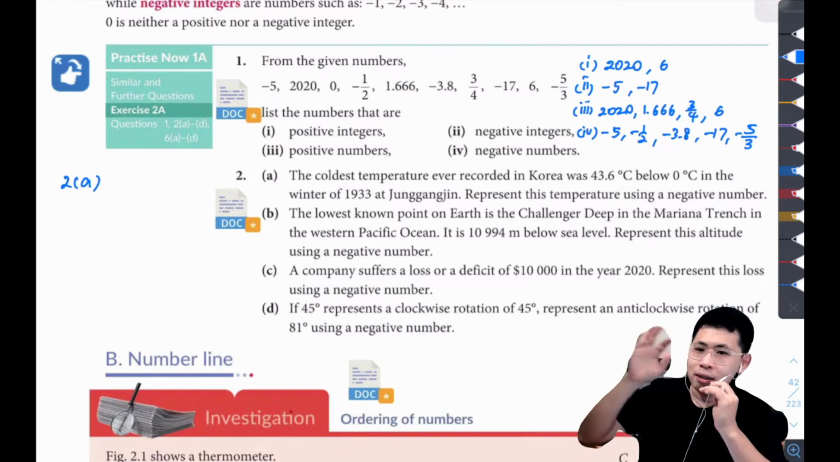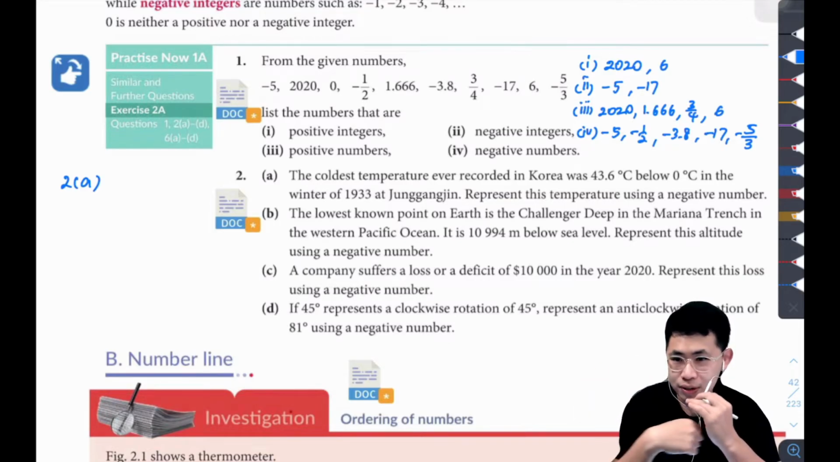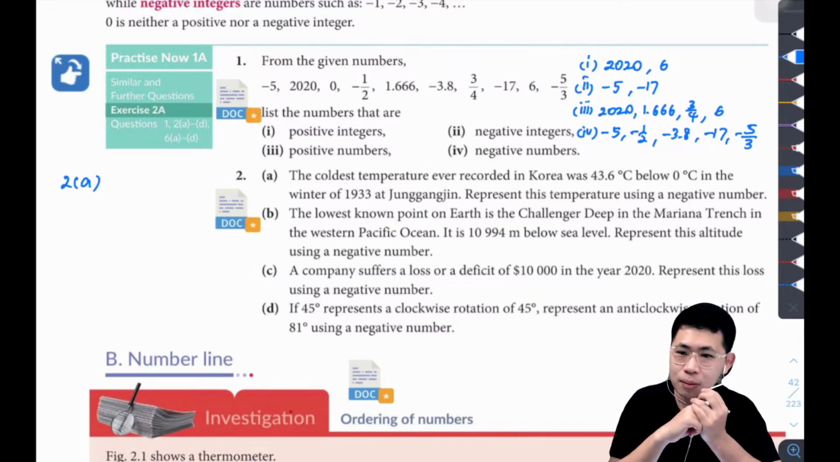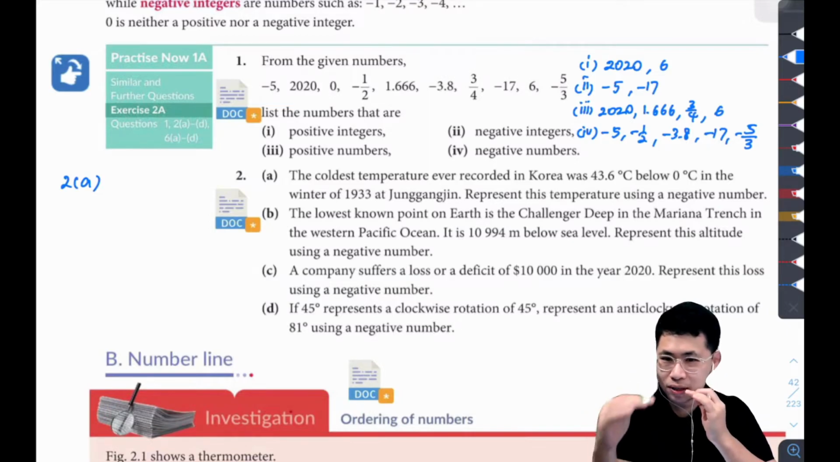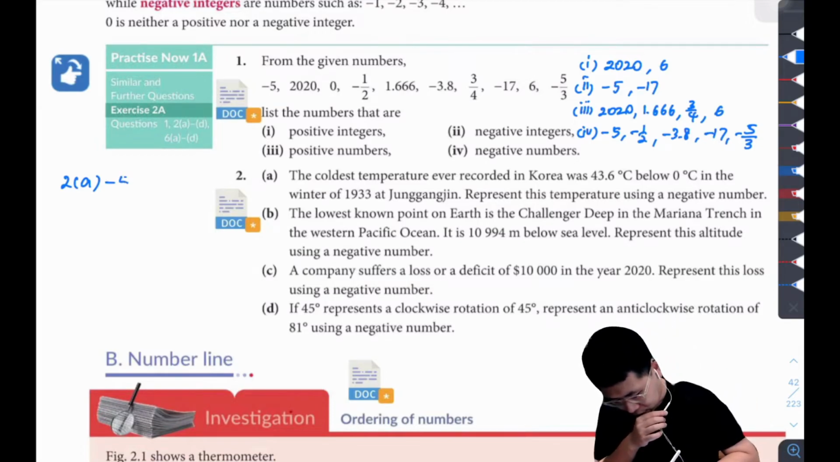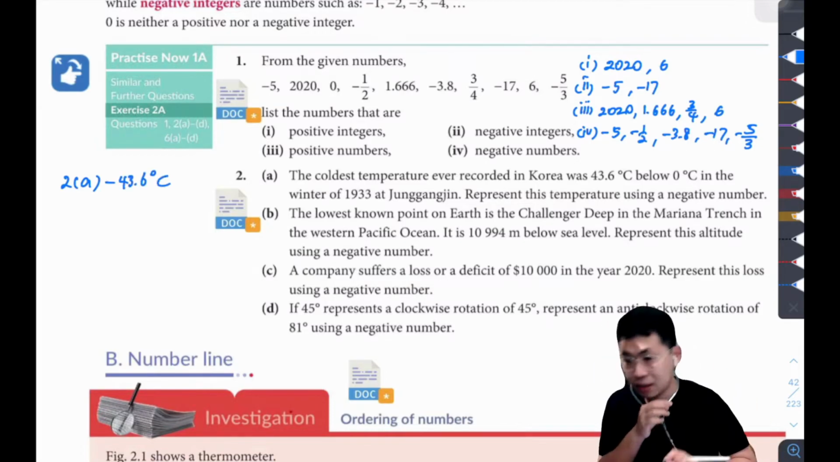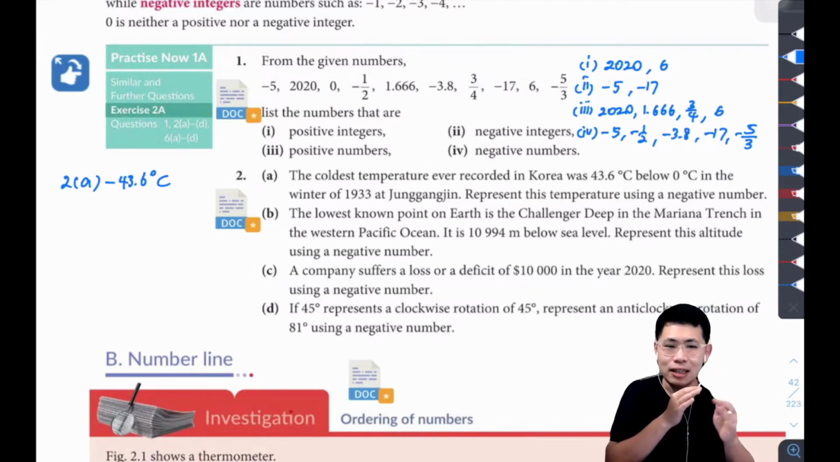Alright, so number 2, the coldest temperature ever recorded in Korea was 43.6 degrees below 0 degrees, alright? So at Chongkangjin, okay, represent this temperature using a negative number. What is this 43.6 degrees Celsius below 0 degrees Celsius? We will write it as negative 43.6 degrees Celsius, like that, right? So this is a negative number because it's below 0, right? On the number line it is before 0, this one is below 0.